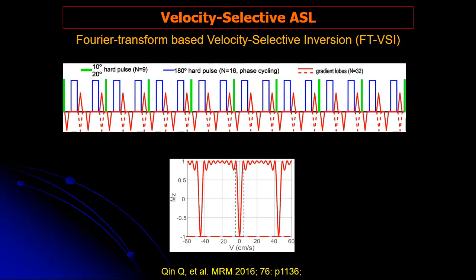So our group recently developed a Fourier transform-based velocity-selective inversion pulse train, which in theory can double the SNR compared to the velocity-selective saturation pulse trains. In the next 2 or 3 slides I will break down this pulse train to make it simpler for the audience to understand.